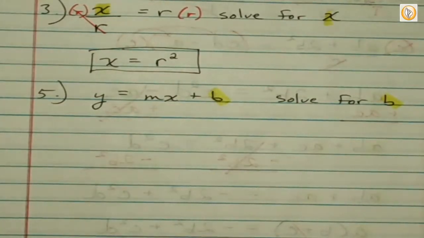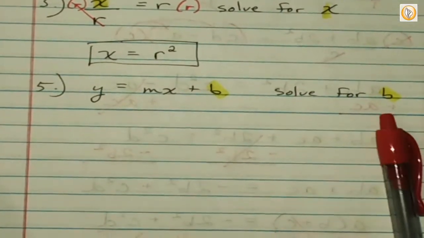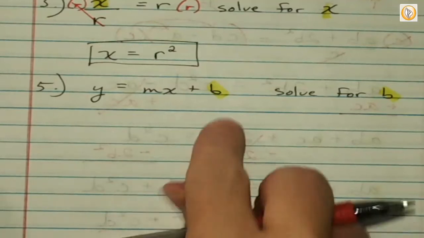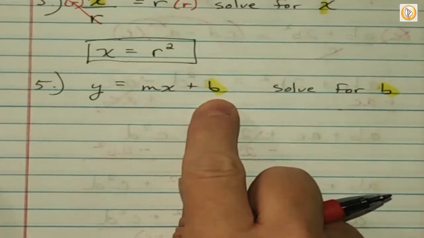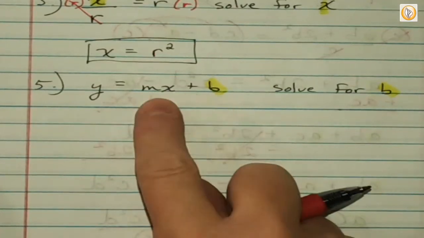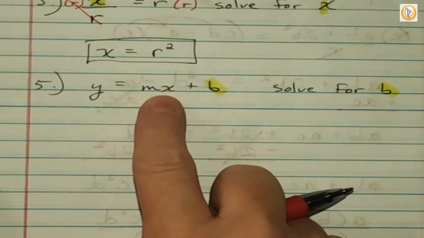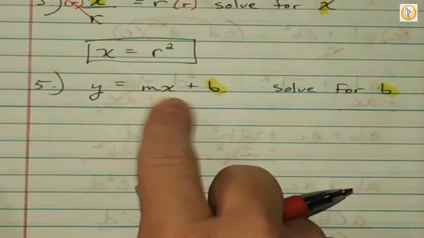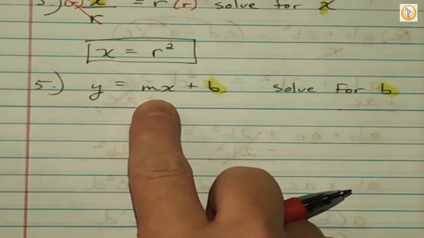Okay, so we're solving for B. We're solving for B. So, what, Emily, do I need to get rid of? Well, we're solving for this, so what's the intruder? Okay, I couldn't hear you. So mx is the intruder. Do I need to get rid of just one or the other, or the whole thing? So how do I do that?